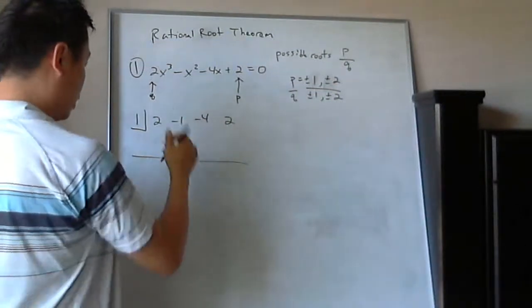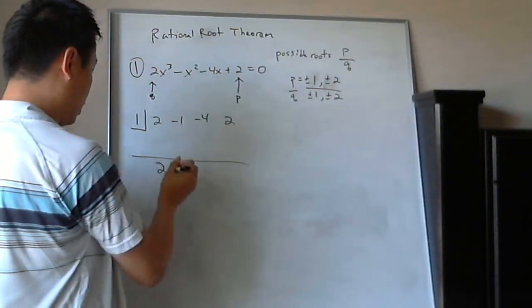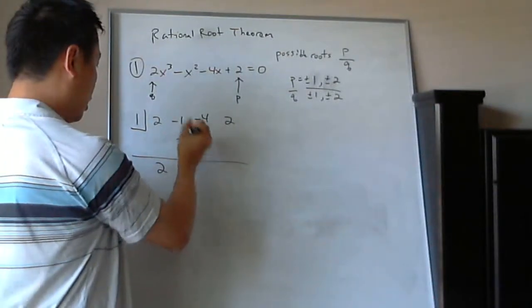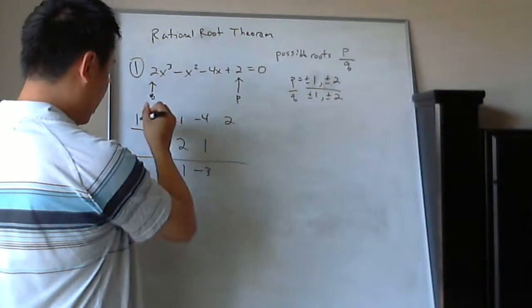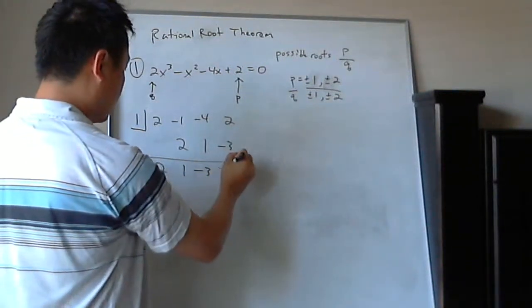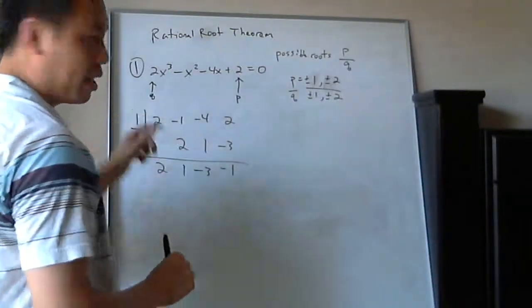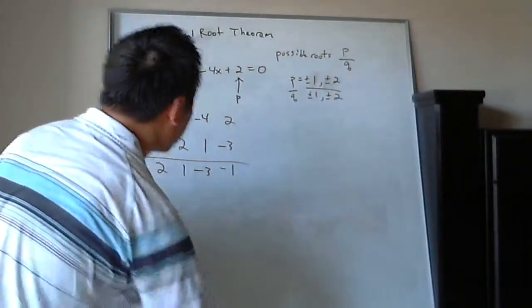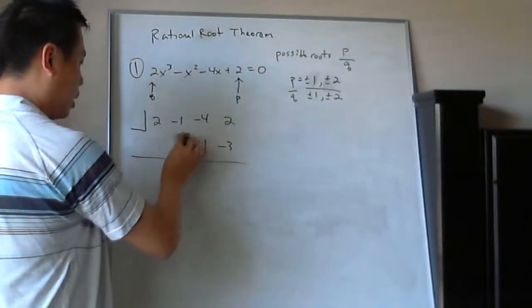Now let's do synthetic division. You pull down the 2, and then you multiply, add, multiply, add, multiply, and add, and you'll notice the remainder is negative 1, which means that 1 is not a root of this equation. So let's try another one.